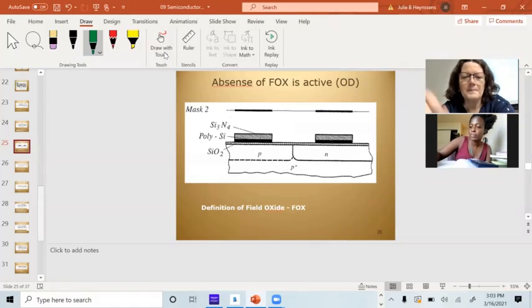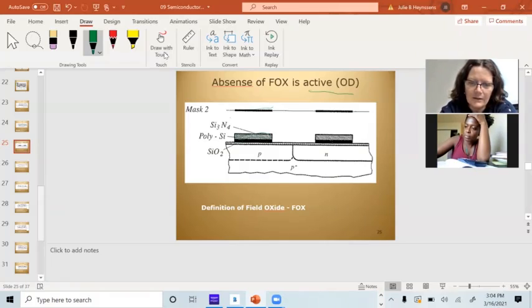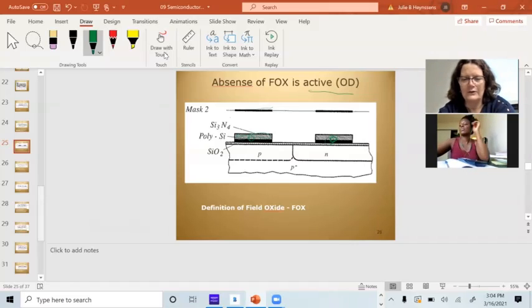Okay. The absence of Fox is active. That's the definition of active area. I don't have a thick field oxide. Where I have active area is where I can actually build the transistors. So what I want to do now is put this masking layer on here, to have a thick blocking layer down here and a thick blocking layer down here.